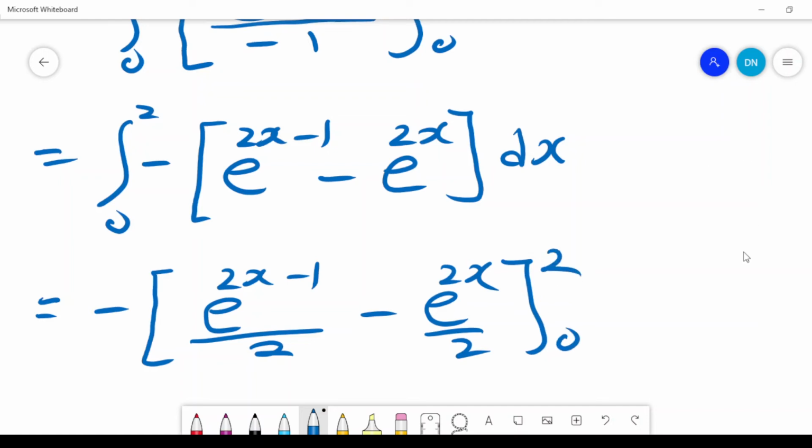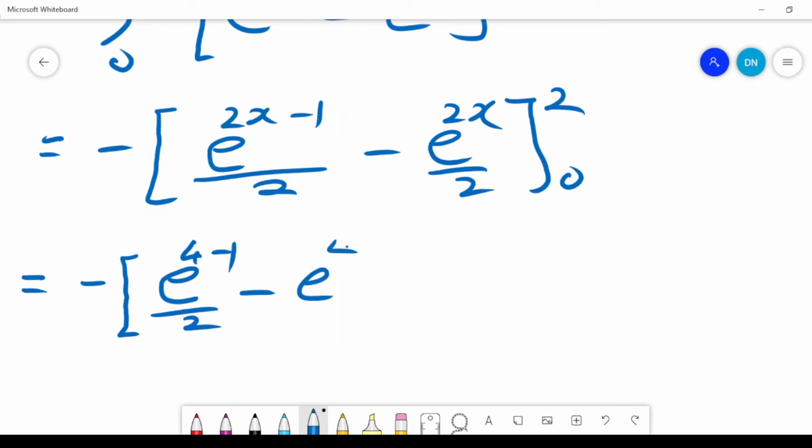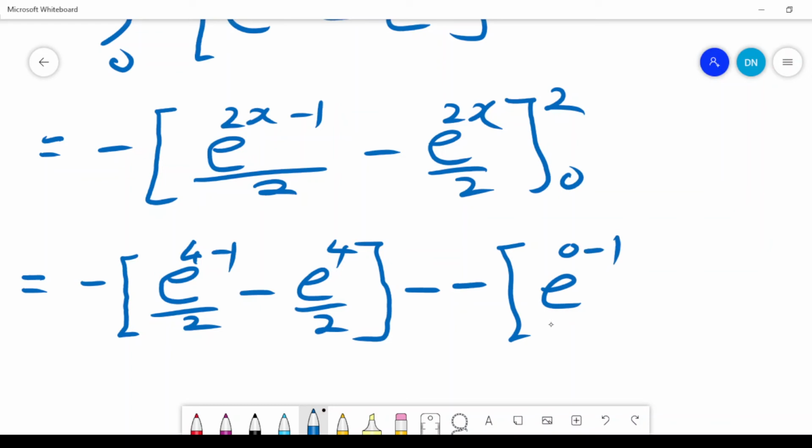to 2. And what does that give us? This takes us to the point of negative e when x is 2, 4 minus 1 over 2 minus e raised to power 4 over 2. Then minus e raised to power 0 minus 1 over 2 minus e raised to power 0 over 2.